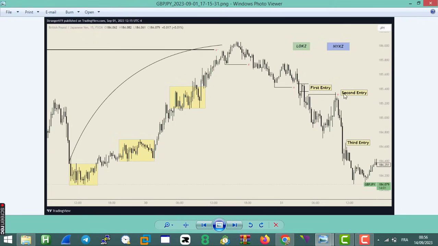We have another entry on the New York kill zone, right? From 8 a.m. all the way to 12 p.m. We have the sweep on liquidity.